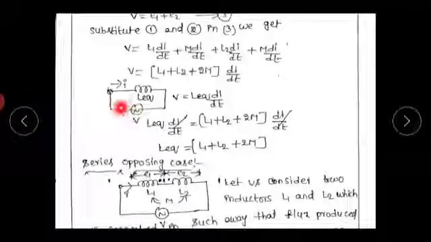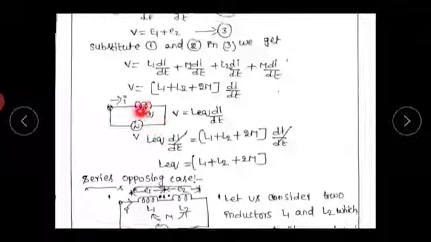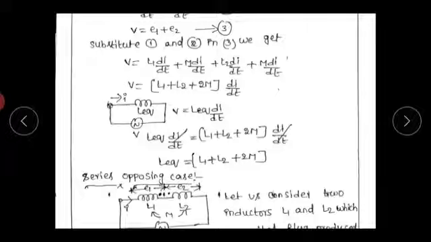So this is the equivalent circuit. From this circuit we can write V equals L equivalent into di by dt. By equating these two equations we get L equivalent into di by dt equals L1 plus L2 plus 2M into di by dt. On both sides di by dt cancels. So finally the equivalent inductance equals L1 plus L2 plus 2M. In series aiding connection, the equivalent inductance equals L1 plus L2 plus 2M.